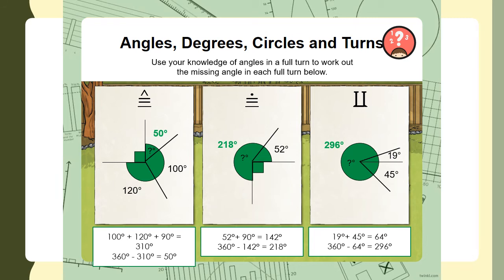We can see with the second one that the missing angle would also be a reflex angle. So we know it's going to be greater than 180 degrees but less than 270 degrees. And for the last one, we can see that that's going to be an acute angle. So always using your logic and your method hat.